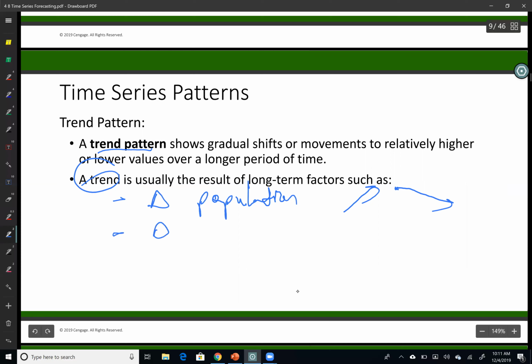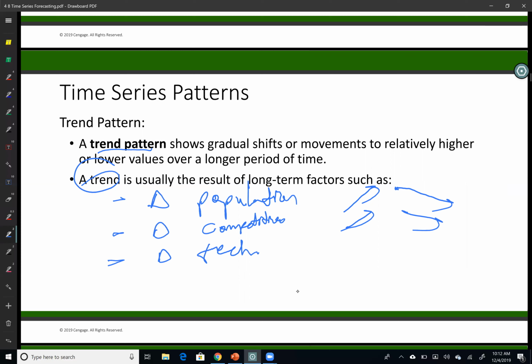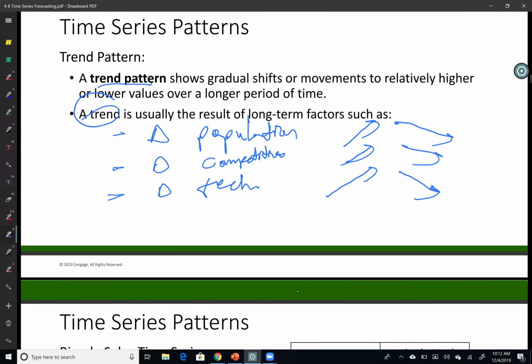Or change in competition in the market. If I have more and more competition in the market, sales may go down, or they may go up if I have less and less competition. Or change in technology. Again, if I invent new products that exceed the expectations of my customers, I may sell more and more. However, if I cannot satisfy the expectations of my customers, sales may go down and down. So there are different factors that can cause trends.